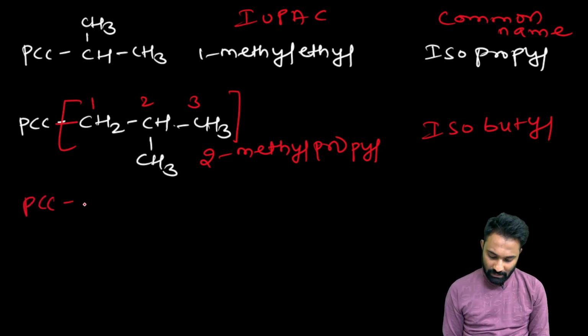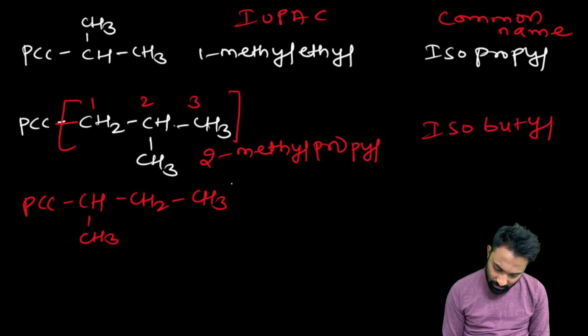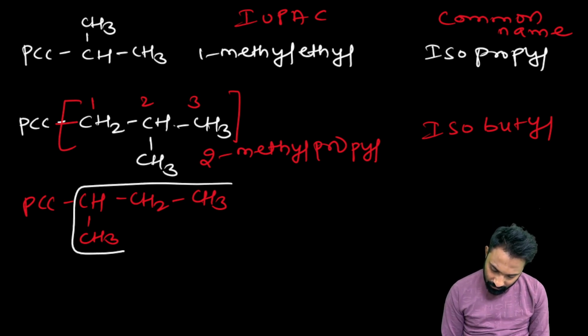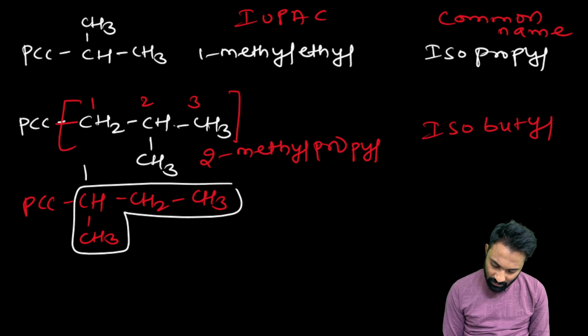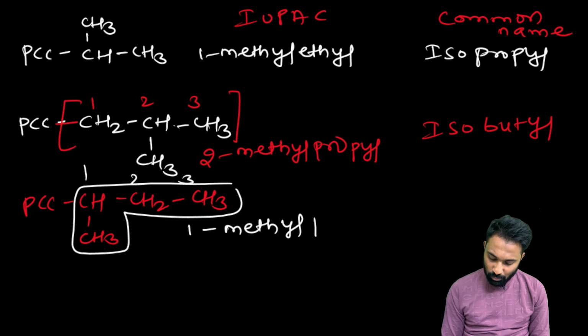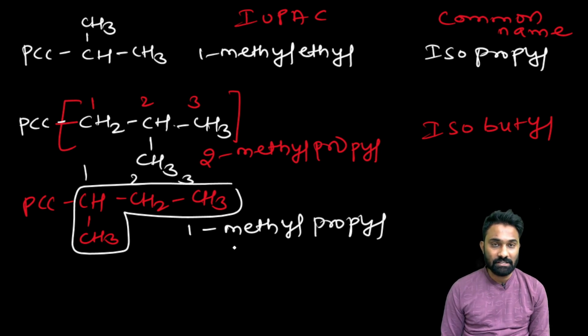Now next one, PCC and now here the CH, here the CH3, now here the CH2, now here the CH3. Clear? Now this common name you can see. This one will be the 1, 2, 3. This one will become 1-methyl propyl. 1-methyl propyl will be the IUPAC name.